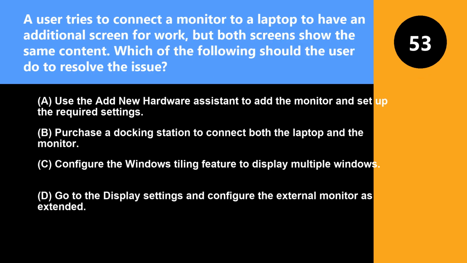Question 53. A user tries to connect a monitor to a laptop to have an additional screen for work, but both screens show the same content. Which of the following should the user do to resolve the issue? Option A, use the Add New Hardware assistant to add the monitor and set up the required settings. Option B, purchase a docking station to connect both the laptop and the monitor. Option C, configure the Windows tiling feature to display multiple windows. Option D, go to the display settings and configure the external monitor as extended. The correct answer is option D.